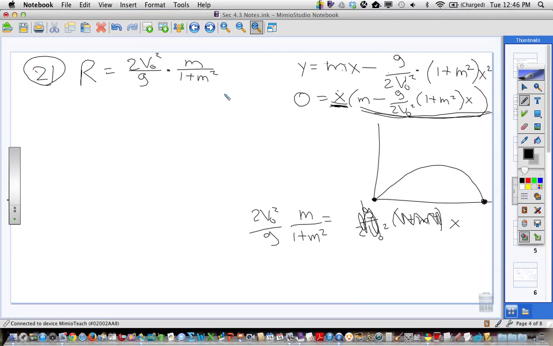So if I throw the shot put, I want to get the maximum distance. I want R to be a maximum. At what angle should I throw it to get that maximum? That's what this problem now is. This is what we learned in this class. As a coach, you want to teach this sort of thing.